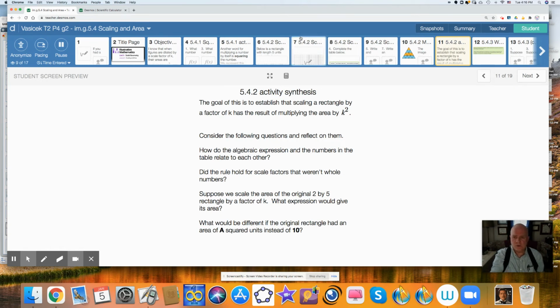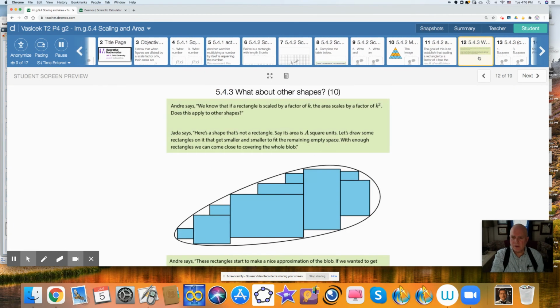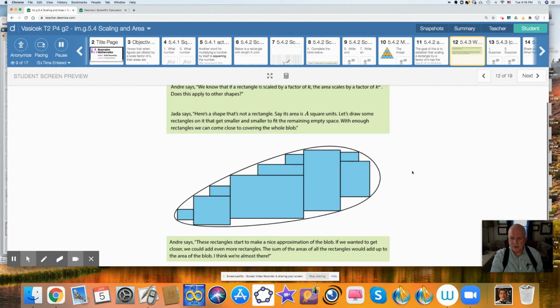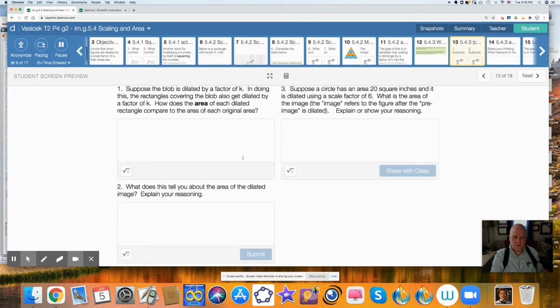So here's some questions for you to ponder. And then we have this weird looking shape. And the person said, well, wait a minute, I could make this into a bunch of rectangles and I could scale up each of the rectangles. And how does it work with it? And of course, this is going to be the same thing. So if you had a circle with an area of 20 square inches and it's dilated by a scale factor of 6, what is the area of the image?